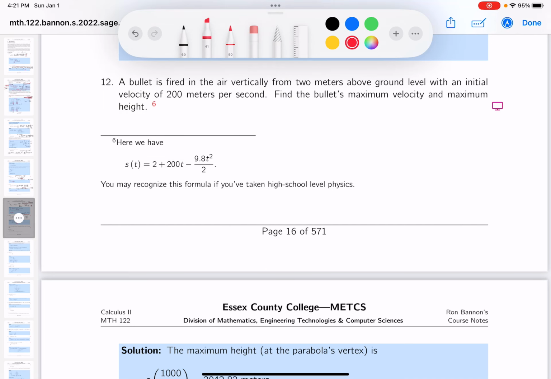Okay, what are you told? You're told a bullet is fired vertically from 2 meters above the ground with an initial velocity of 200 meters per second. Find the bullet's maximum velocity and minimum, I'm sorry, maximum height.